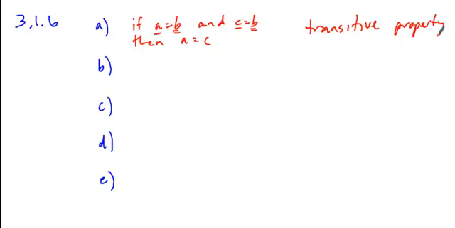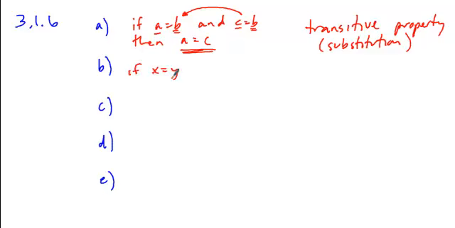Now you could also call this an example of substitution as well, because you could be taking statement 1, A equals B, and replace B with its equivalent C to get this new statement. So that can be transitive property or substitution.